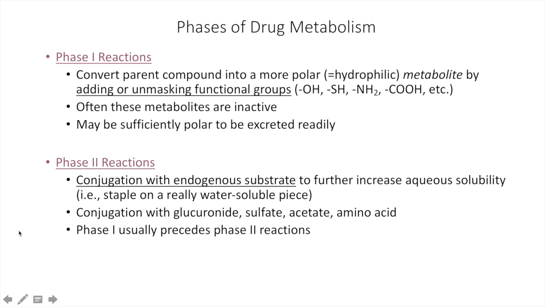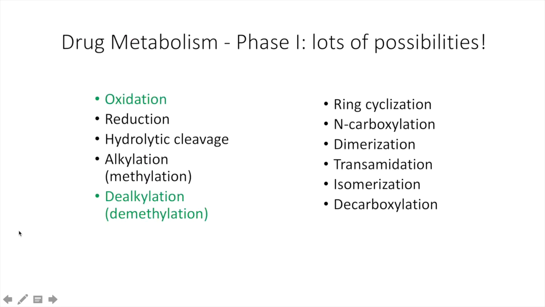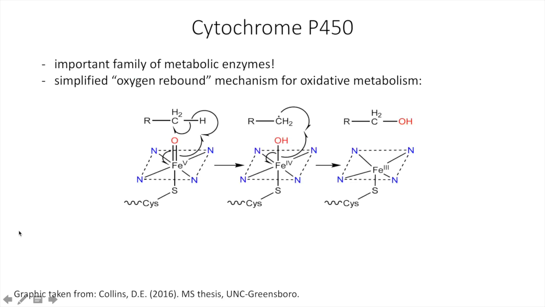We're going to focus on phase 1 reactions. There are a lot of possible phase 1 reactions, but I would say the two most important here are oxidation and dealkylation, particularly if you have ethers and amines. The most important metabolic enzyme is cytochrome P450, which is really a family of metabolic enzymes. The mechanism is a little bit complex, but we can simplify it like this.